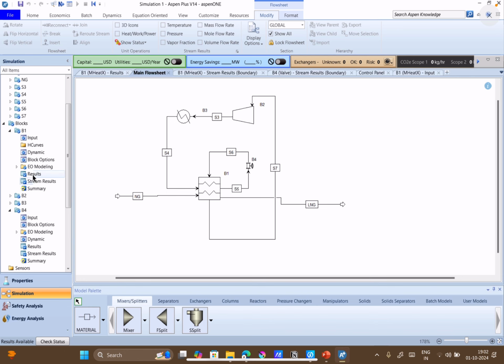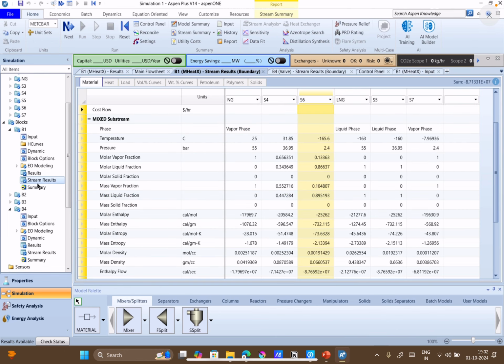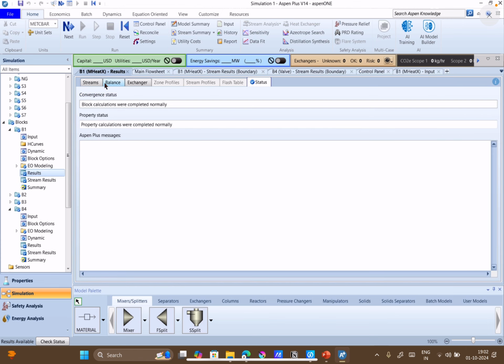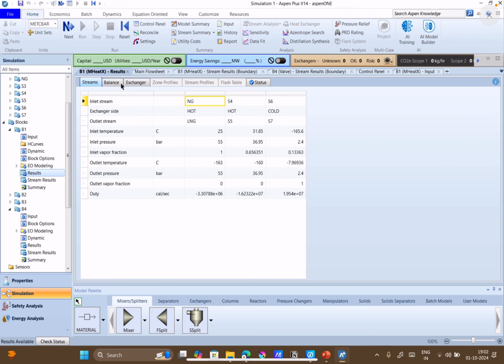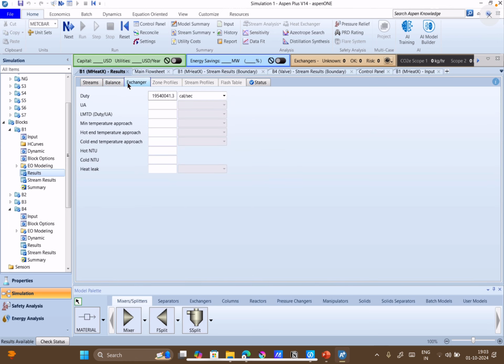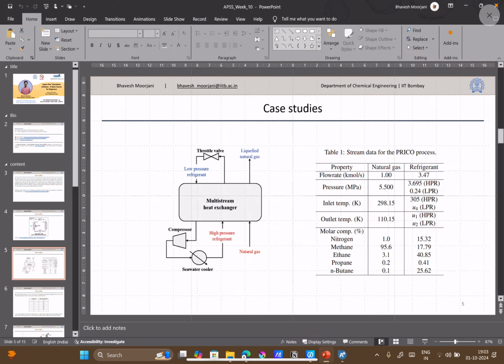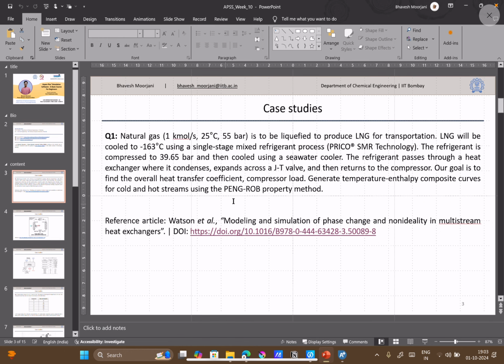So now it's working. Stream results S5 and S6. Yeah, minus 165 going to minus 7. So this works for us. Okay, so we'll stick with this result. What has been asked of us is what is the exchanger duty here, right? Overall heat transfer coefficient, compressor load, and temperature versus enthalpy curve.